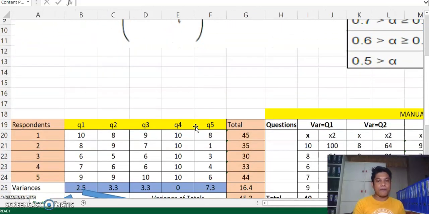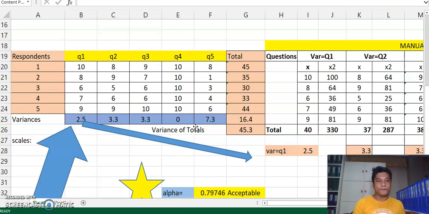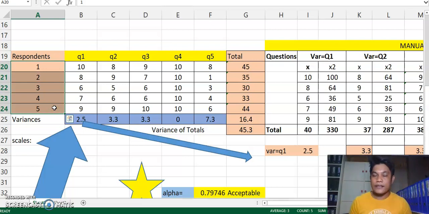I will show to you an example on how to compute. Example here, I have 5 respondents. But mind you, if you do the pilot testing, you must have at least, meaning the minimum is 30. But ideally, it's 100 and above number of respondents. But in my case, for the sake of example, I will just give you 5 respondents.